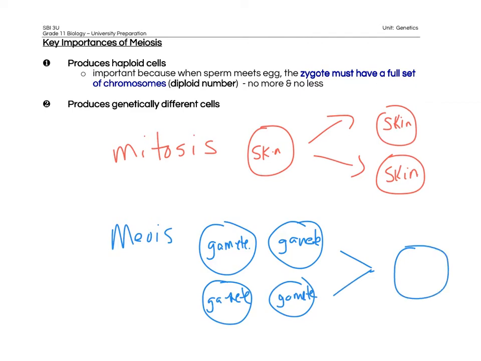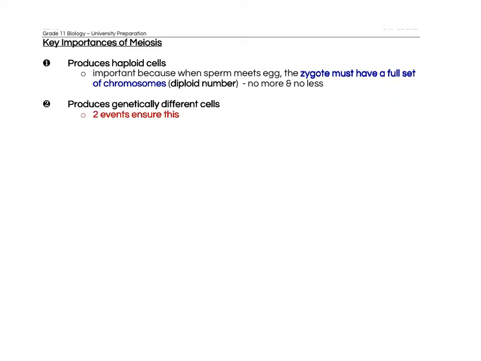And that's a function of the fact that, yes, indeed, your gametes are coming from your parent cells, but there's also been some genetic modification from your parent cells along the line. So during meiosis, there are two distinct happenings that ensure this genetic difference that exists when gametes are produced. So let's take a look at that.